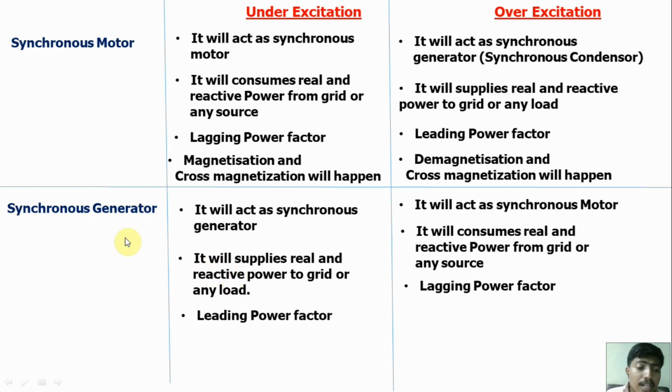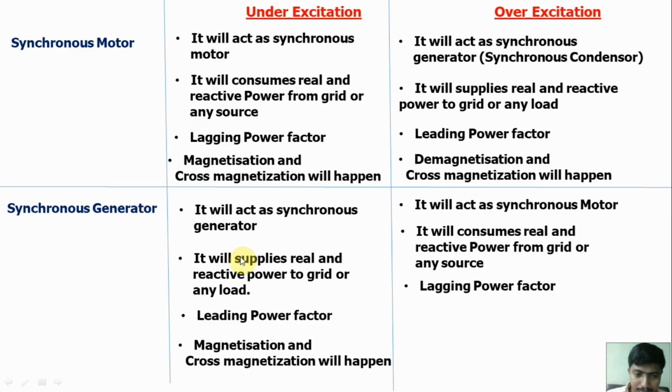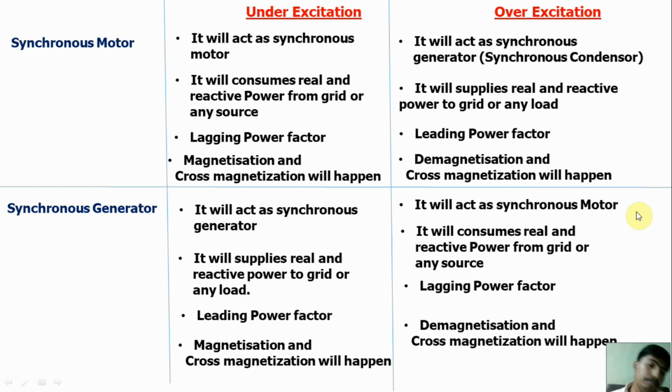Here, for the synchronous generator during the under excitation conditions, the behavior does not change. The synchronous generator acts as a synchronous generator, so the armature reaction will be magnetization and cross magnetization. For the over excitation conditions, the synchronous generator will act as a synchronous motor. The behavior changes, so the armature reaction will be demagnetization and cross magnetization.